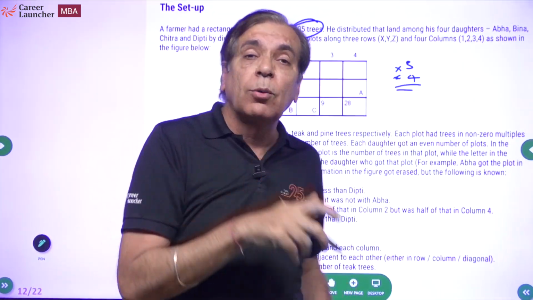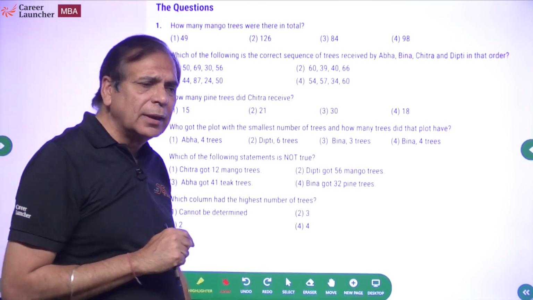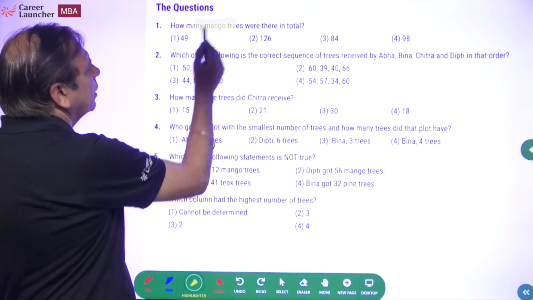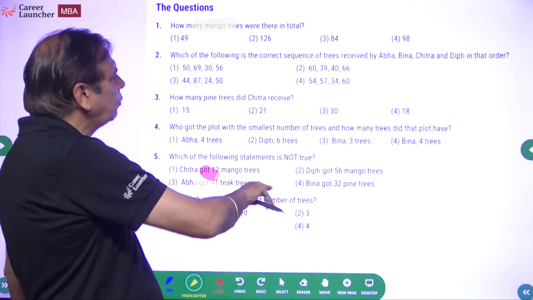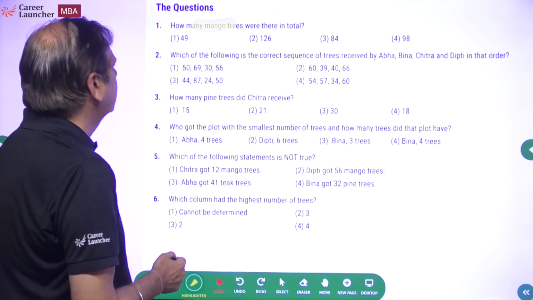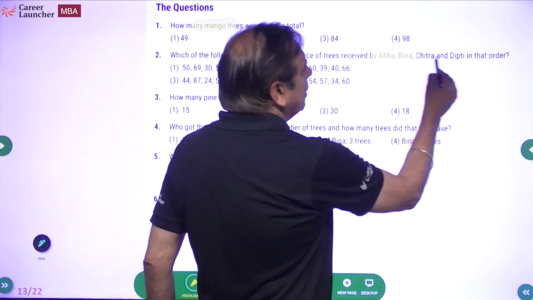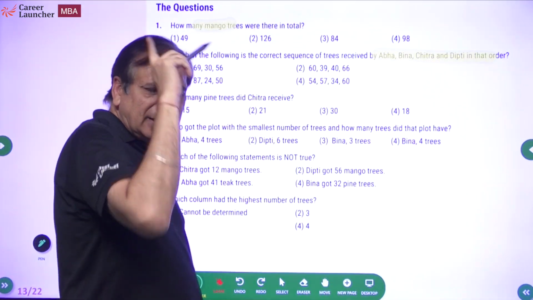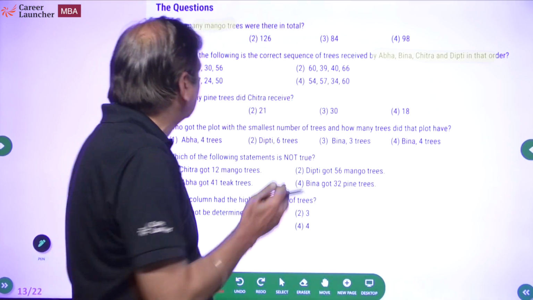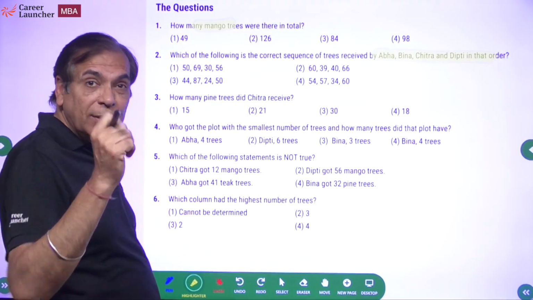Next step, go to the questions. Go to the question and see what is the question. What is it that the questions are asking? First question: how many mango trees are there? So what we need to find is the number of trees out here. Mango trees. Which of the following is the correct sequence of trees received by A, B, C, D in that order? This is a terrific question. This kind of question is very, very useful because this helps me get to the answer faster. It helps me in filling up the table.